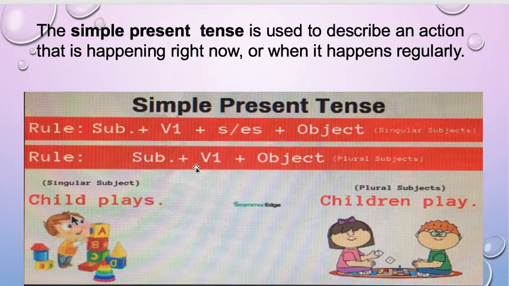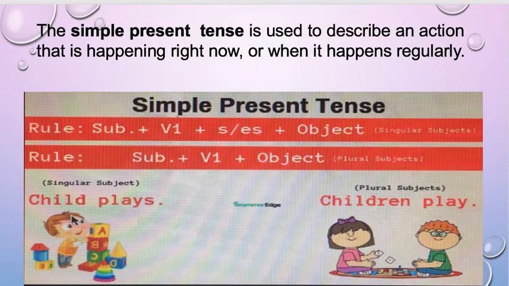Got it, students? So let us revise once more. Subject plus verb plus s or es plus object. Okay, if the subject is in singular form, then the verb will be plural. Okay, so we will add s or es to the base form of the verb. Got it? Next rule, subject plus verb plus object. So when the subject is plural, verb will be in singular form. So we will not make any changes to the base form of the verb.